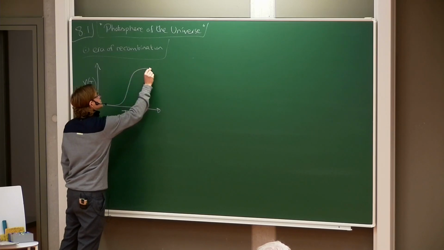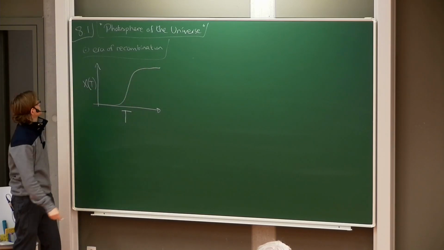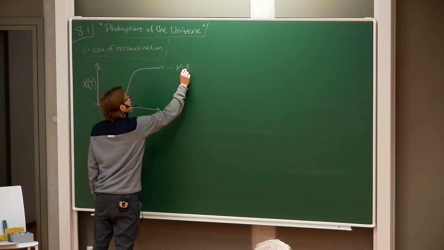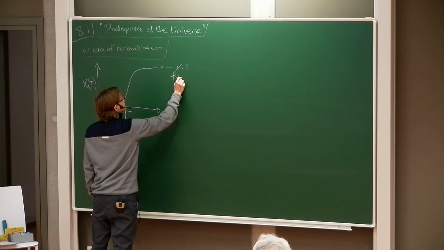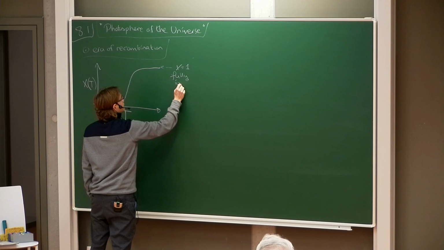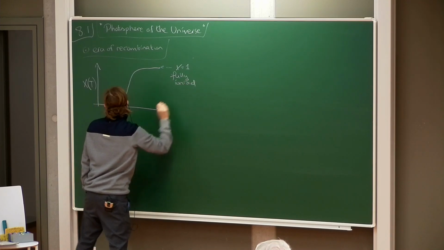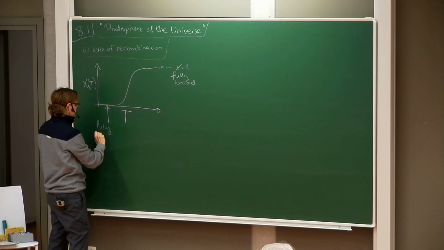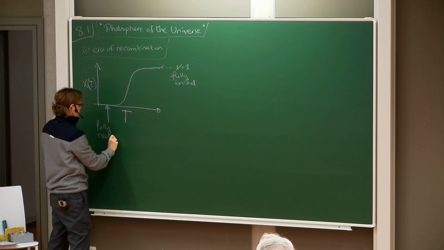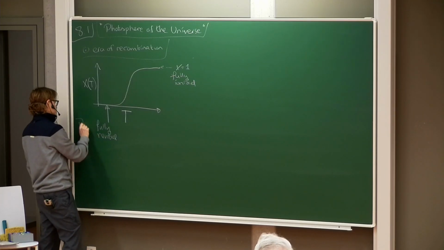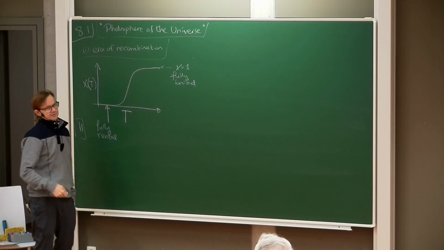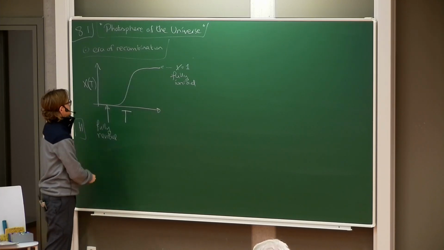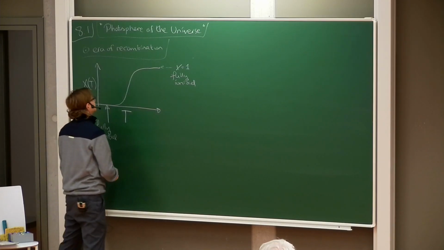We got something like this, where x equals 1 is fully ionized, and x equals 0 is fully neutral hydrogen in our hydrogen universe. We also discussed why this was a good approximation for all our purposes here.